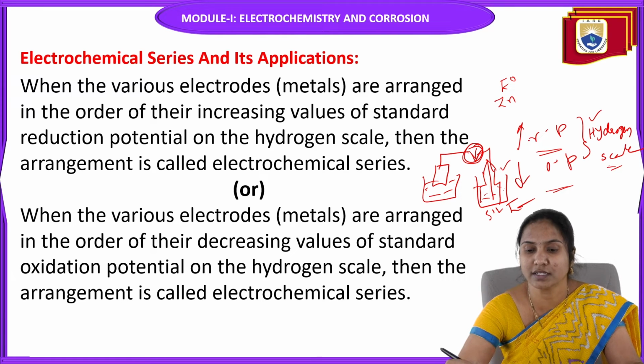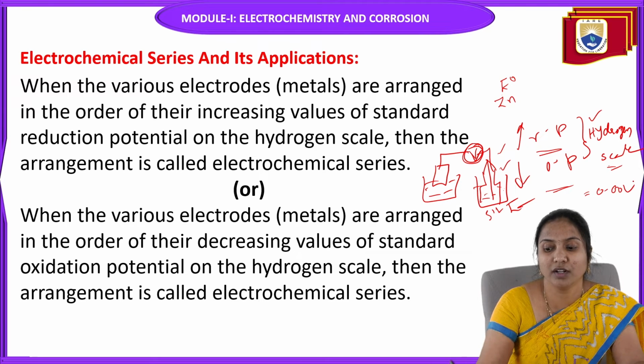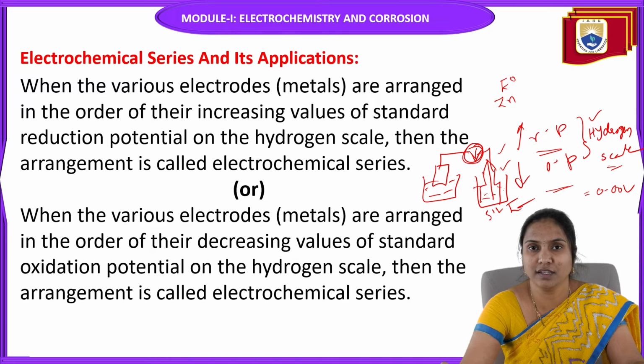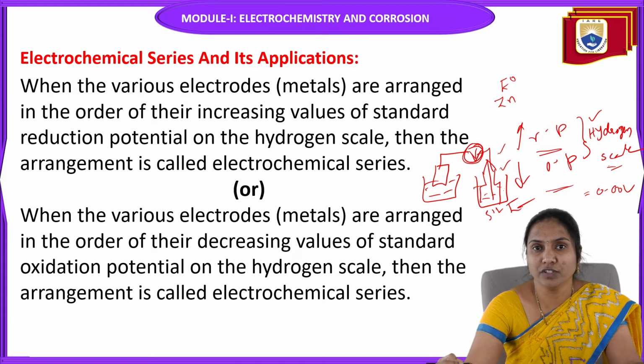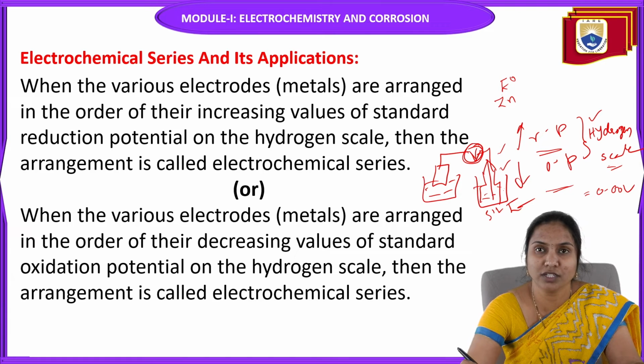Why do we prefer only this standard hydrogen electrode? Because its electrode potential is zero at all temperatures. Standard hydrogen electrode potential is zero at all temperatures. That's why we use the standard hydrogen electrode as a reference electrode. Any metal whose electrode potential we want to determine can be coupled with the standard hydrogen electrode, and we can detect its electrode potential in this voltmeter.